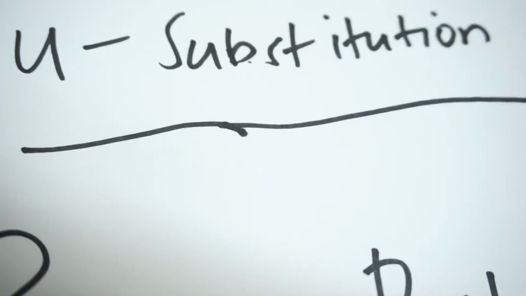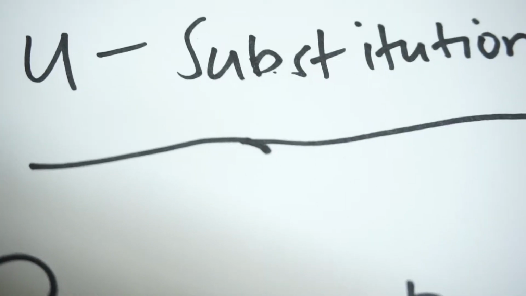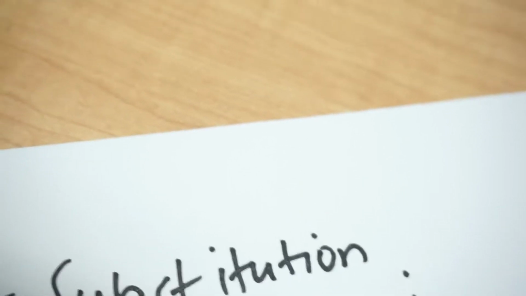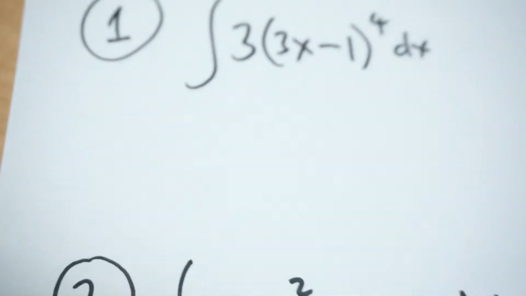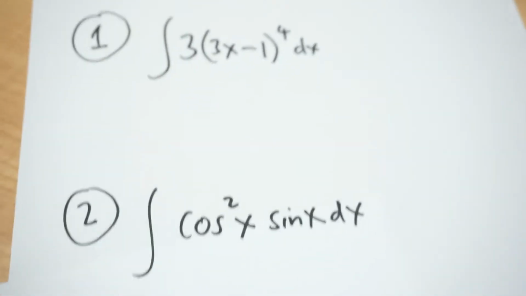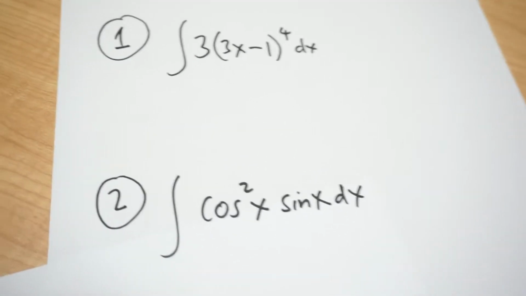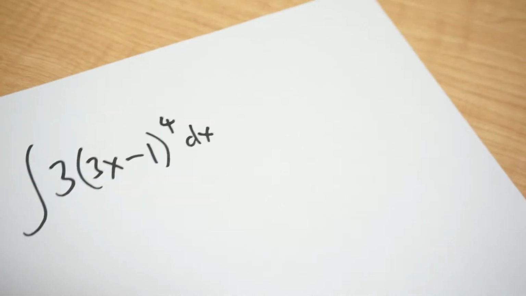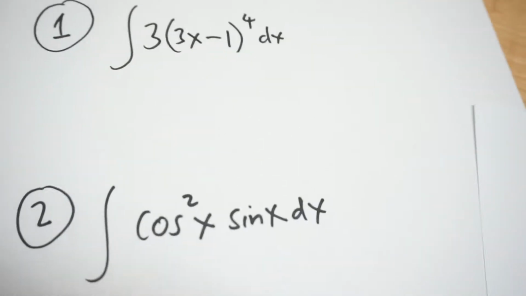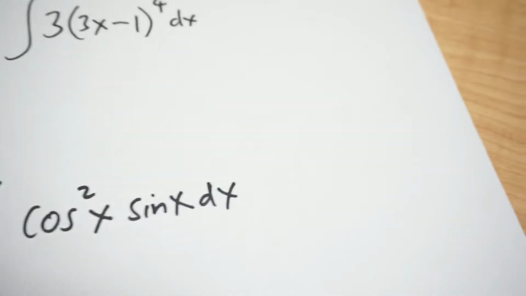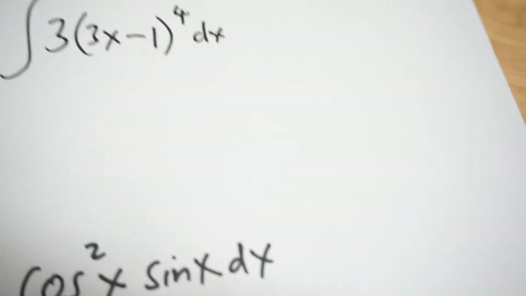Alright, so as you can see, I got two problems and here they are. Boom, right there. All right, so here we go, everybody. So, like I said, this is a u-substitution, very simple, very easy. All right, so here's the first problem.